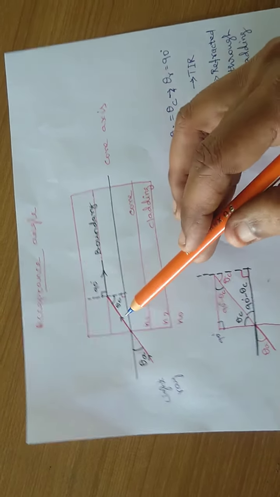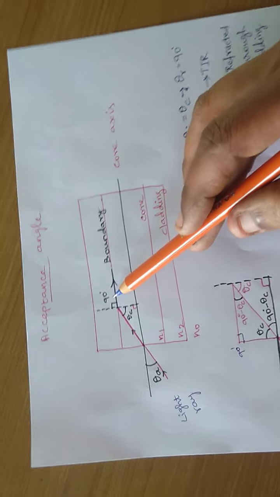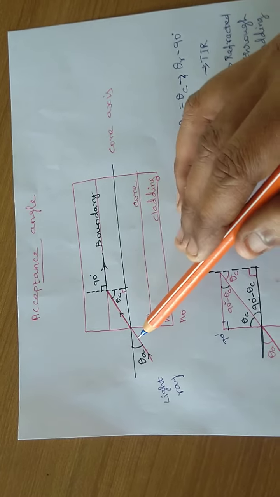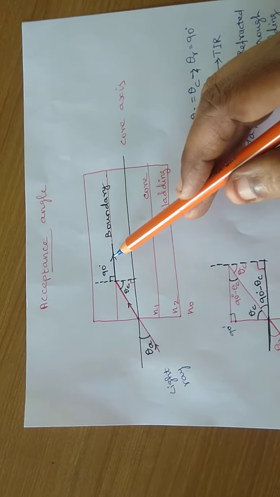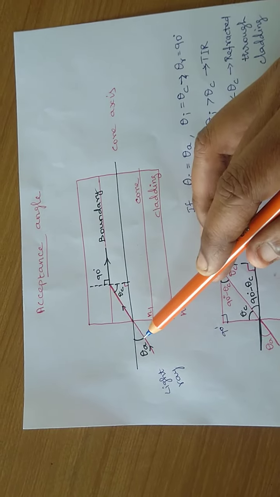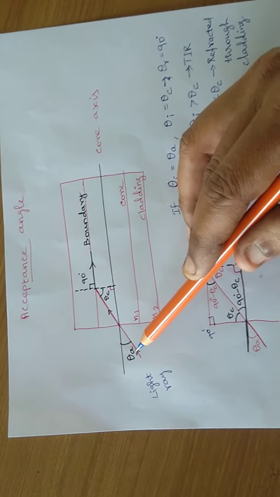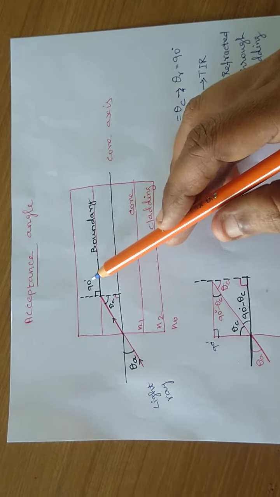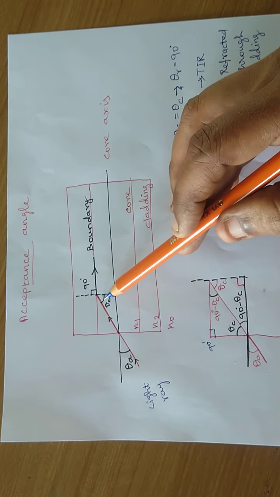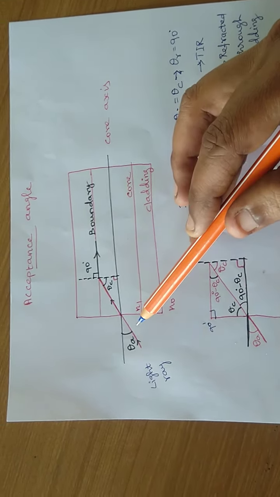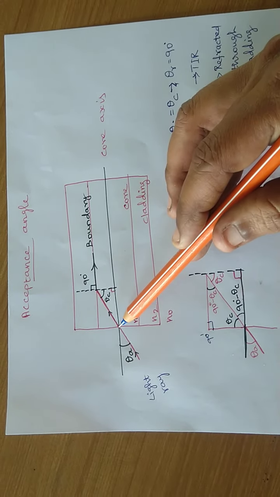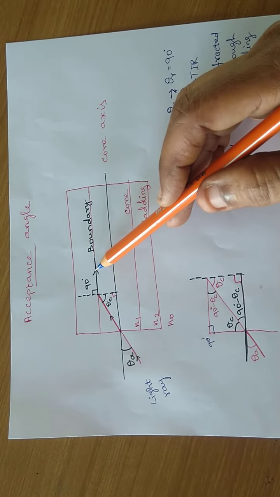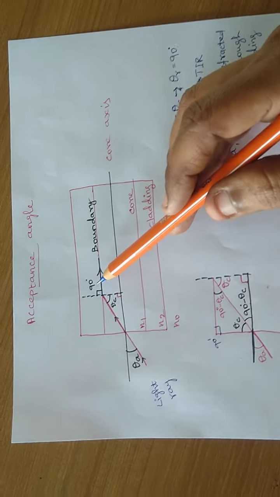for which the angle of refraction inside the optical fiber is equal to 90 degrees. That is, for this acceptance angle, the light ray travels along the core-cladding boundary. So the angle of incidence at this entrance equal to the acceptance angle means here the angle of refraction is equal to 90 degrees. Definitely the angle of incidence at this boundary is equal to the critical angle. So acceptance angle means this is the angle of launching at the entrance of the optical fiber for which the light ray travels along the core-cladding boundary and the angle of refraction is equal to 90 degrees.